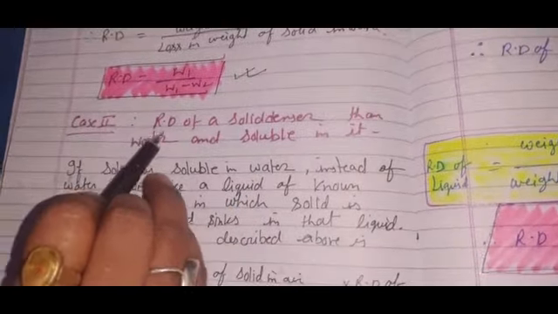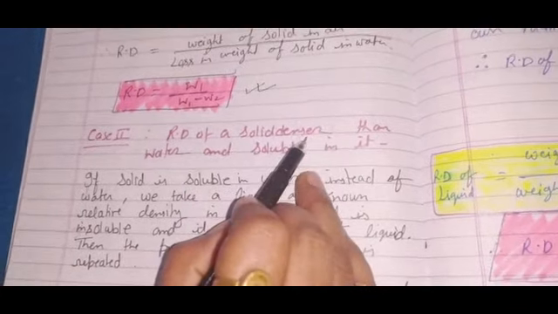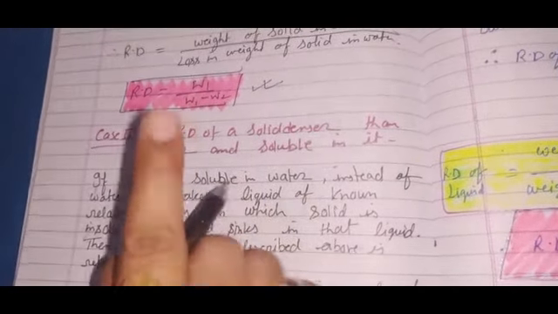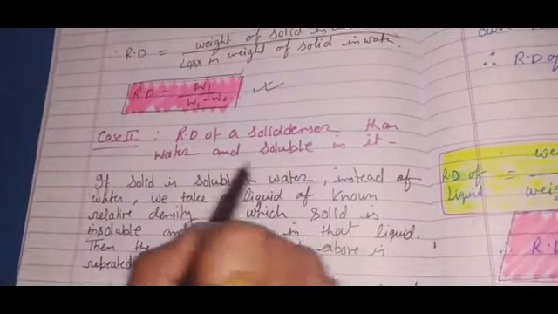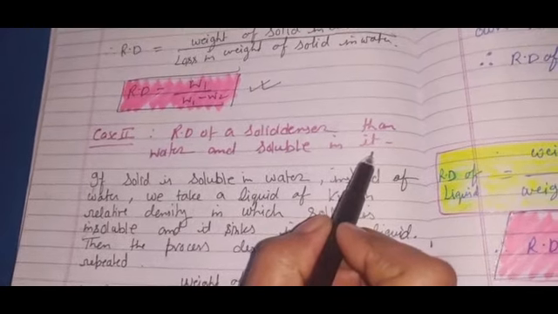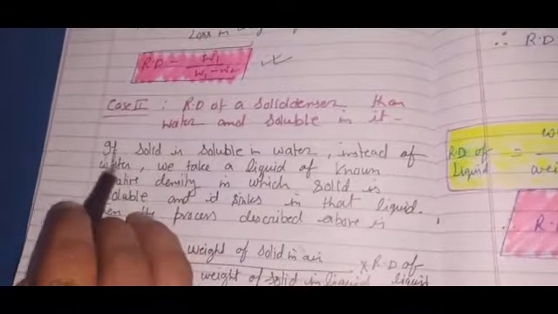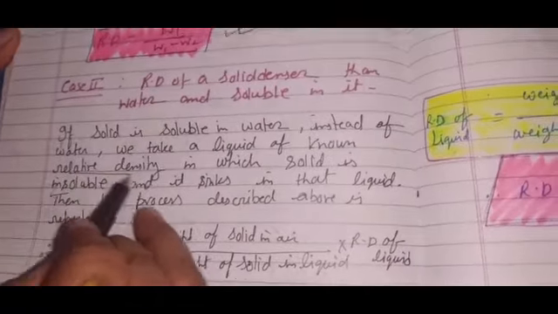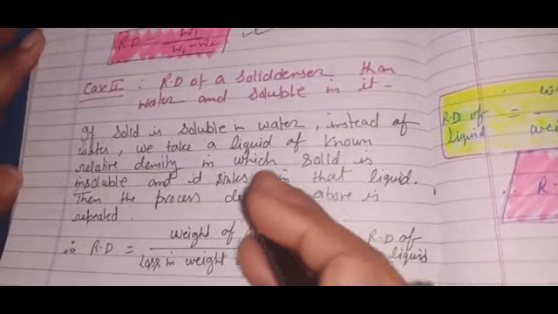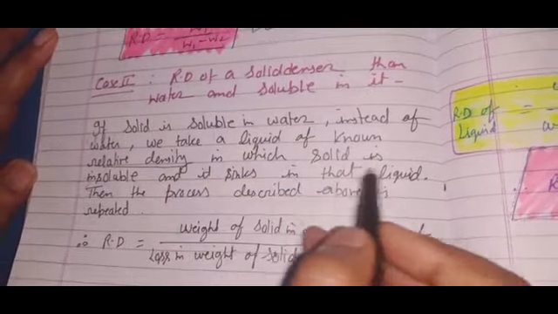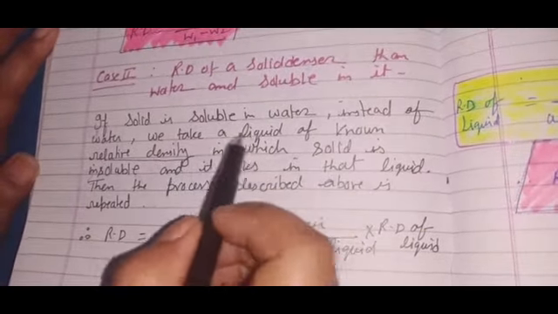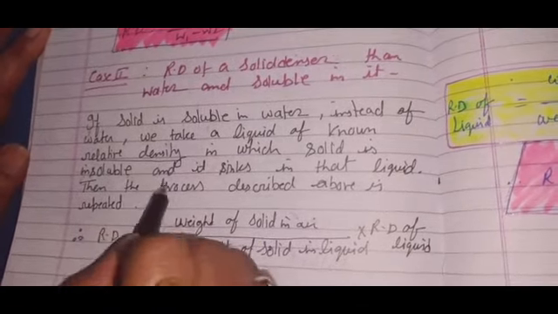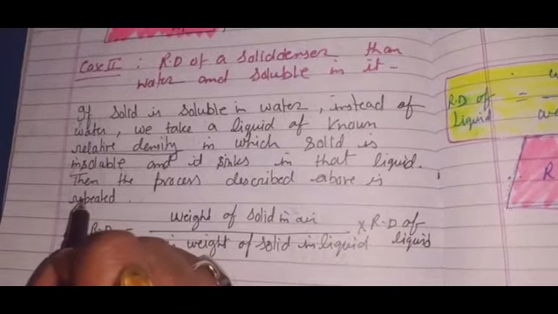And what is that? Relative density of a solid which is denser than water but soluble in it. A solid which is denser than water but soluble in it. How will we calculate the relative density of that object? So let's see. If the solid is soluble in water, instead of water we take a liquid of known relative density. That liquid whose relative density is known, we will take that one. In it the solid must be insoluble, so if we are taking any liquid, the solid must not dissolve in this new liquid. And it should sink in that liquid, it should not float.